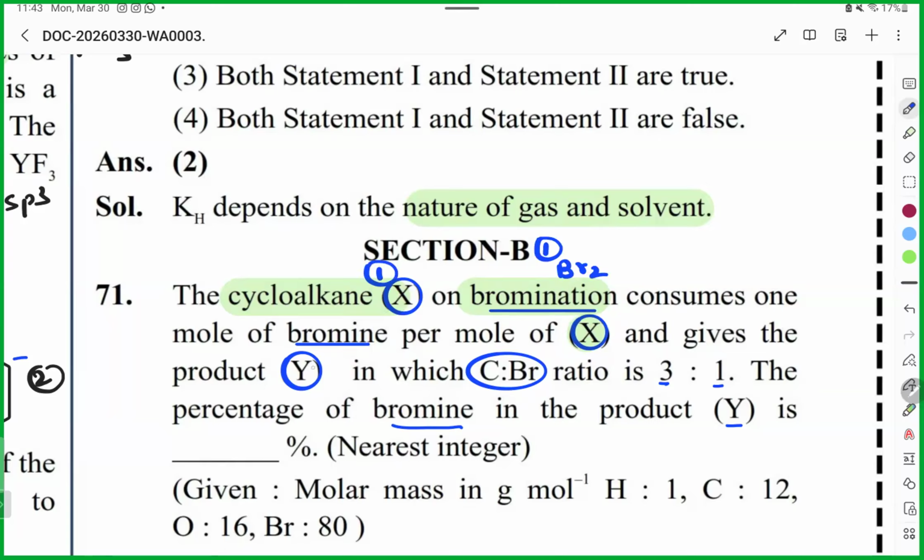It gives Y product. Okay, and the number of bromine: if you have 3 carbon 1 bromine, but we are adding 2 bromine, it means the number of carbon will be 6. And it is an alkane, so it would have been cyclohexane, right? Because 6 carbon. Any doubt? How do I know? Because 3 carbon 1 bromine, so 6 carbon 2 bromine, and we are adding 2 bromine. Any doubt?